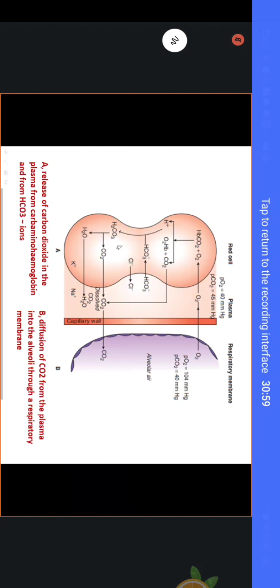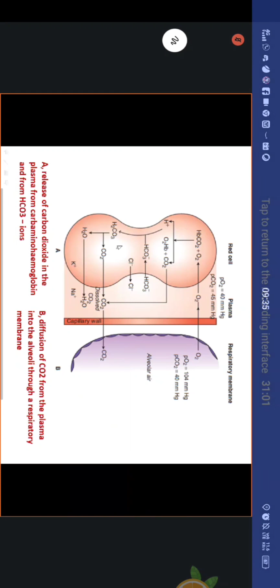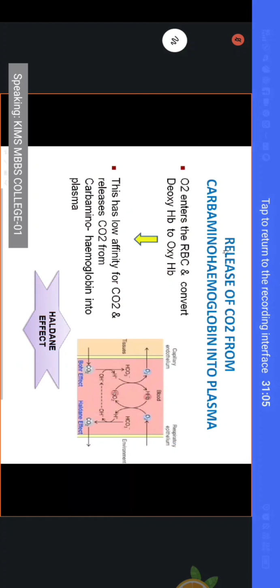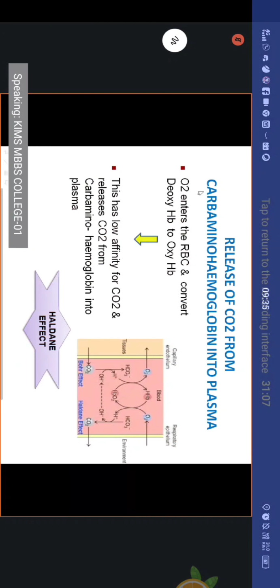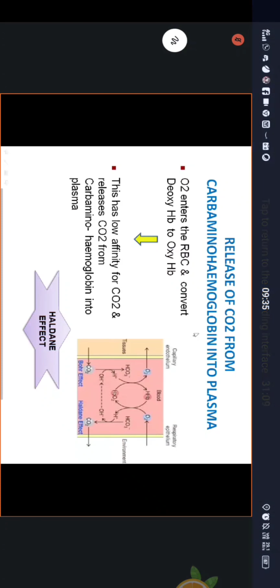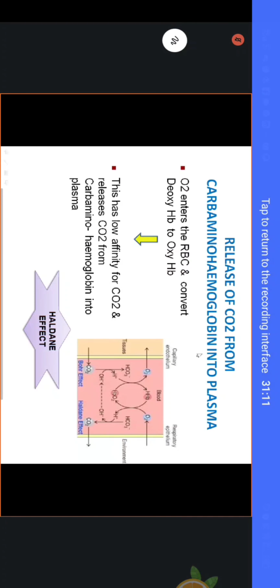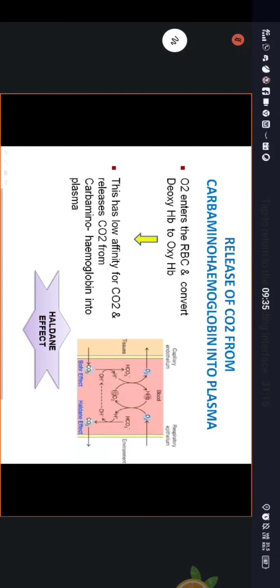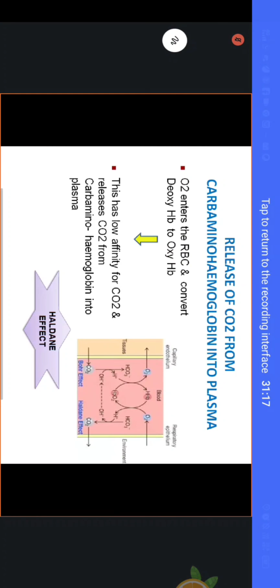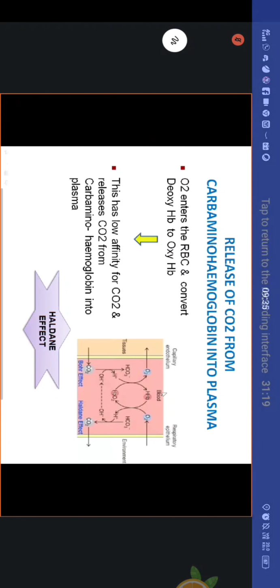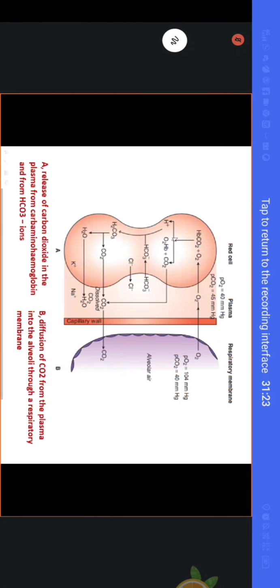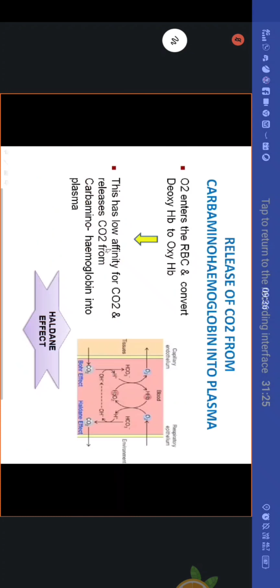So what will happen here? Again, there is another mechanism. I will tell again: release of carbon dioxide from carbaminohemoglobin into the plasma. Here, three forms should be liberated as carbon dioxide into the alveoli. As I told, this mechanism is the same. Because of oxygen, the sequence of events takes place.